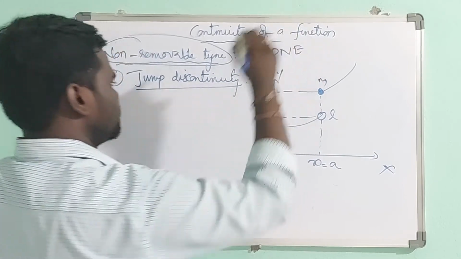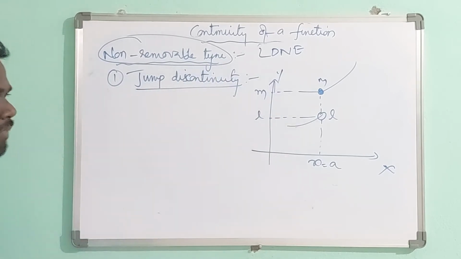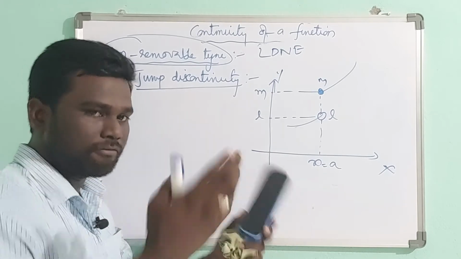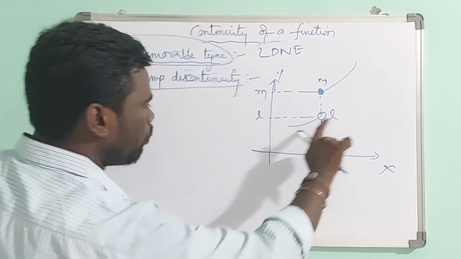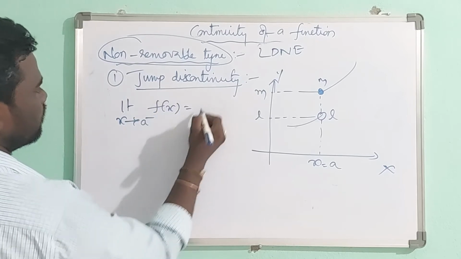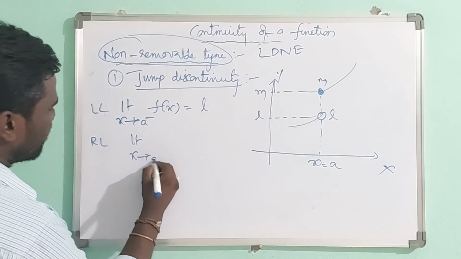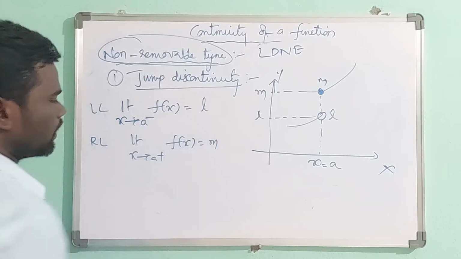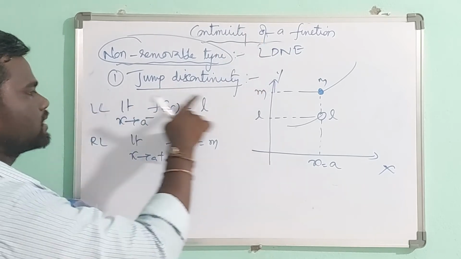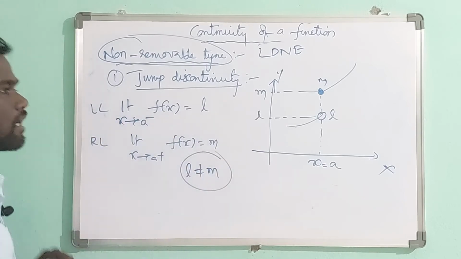the limit does not exist. In the first kind, which means jump discontinuity, the left limit and right limit are both equal to a finite quantity, but those two are different. Why is it a finite quantity? If we check the left limit, it is equal to L, a finite quantity. Now coming to the right limit, limit as x tends to a plus of f of x is equal to M, also a finite quantity. So both are finite quantities, two different finite quantities. Left limit is equal to L, right limit is equal to M, but both are not equal. So here the limit does not exist.